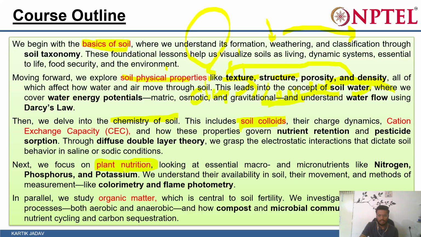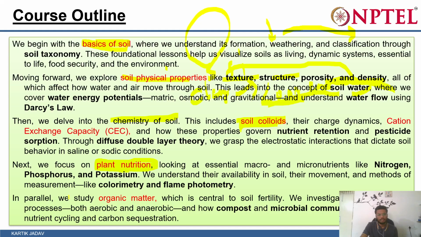So for that, we have covered various macro and micronutrients, and in detail we have covered the nitrogen cycle, phosphorus cycle, and potassium cycle. So we understand their availability in soil, their movement, and methods of measurement like colorimetric and flame photometry. And we also briefly discussed how we can measure pesticides, right, through advanced techniques like GCMS and LCMS.